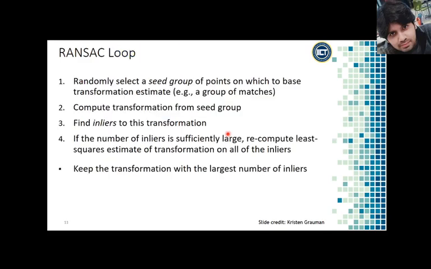So how do we run the loop for RANSAC? We randomly select a group of points on which to base the transformation estimate, like a group of matches. We compute the transformation from that seed group. We find inliers to this transformation. If the number of inliers is sufficiently large, we recompute the least squares estimate of the transformation on all of the inliers, and we keep the transformation with the largest number of inliers. So let's take these points with respect to a particular line fitting example, which we will go through in the next couple of slides.